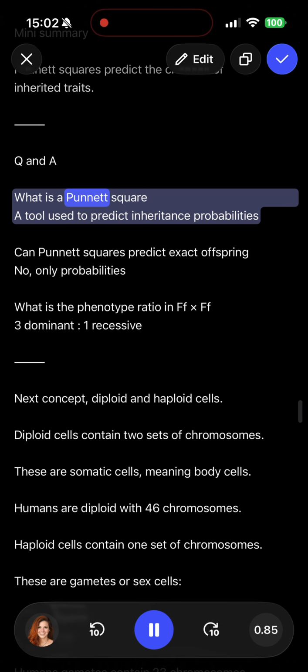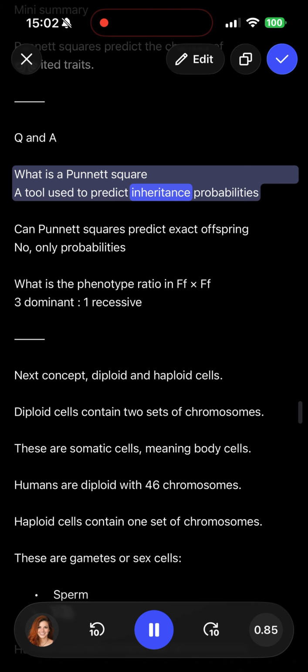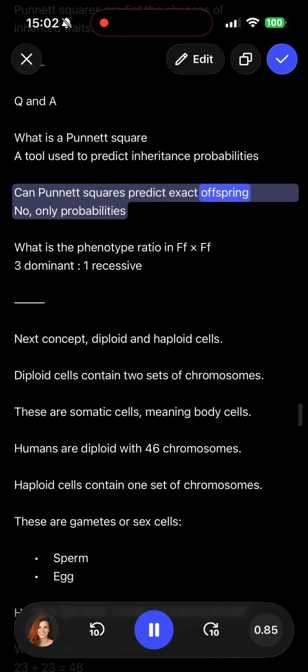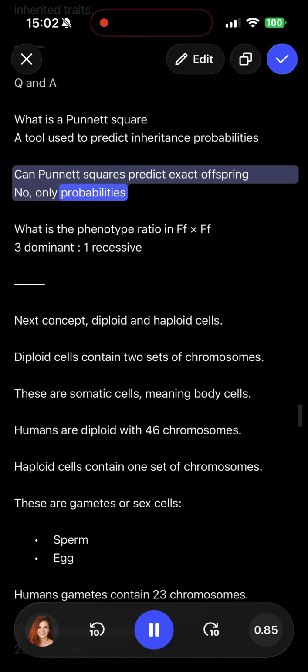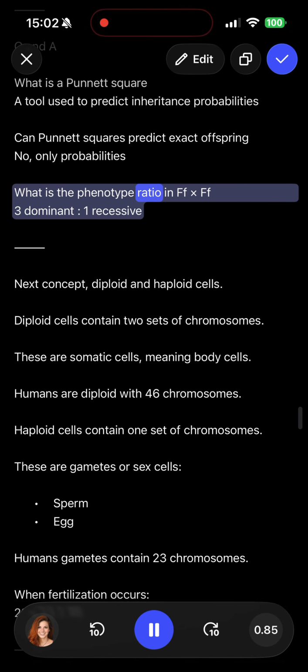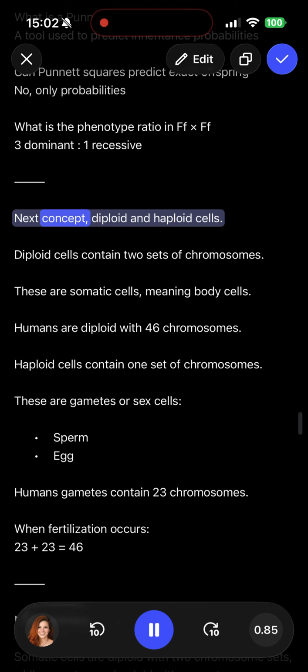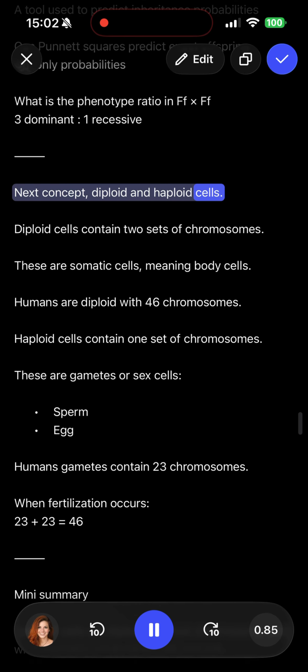Q&A. What is a Punnett square? A tool used to predict inheritance probabilities. Can Punnett squares predict exact offspring? No, only probabilities. What is the phenotype ratio in Ff times Ff? 3 dominant, 1 recessive. Next concept, diploid and haploid cells.